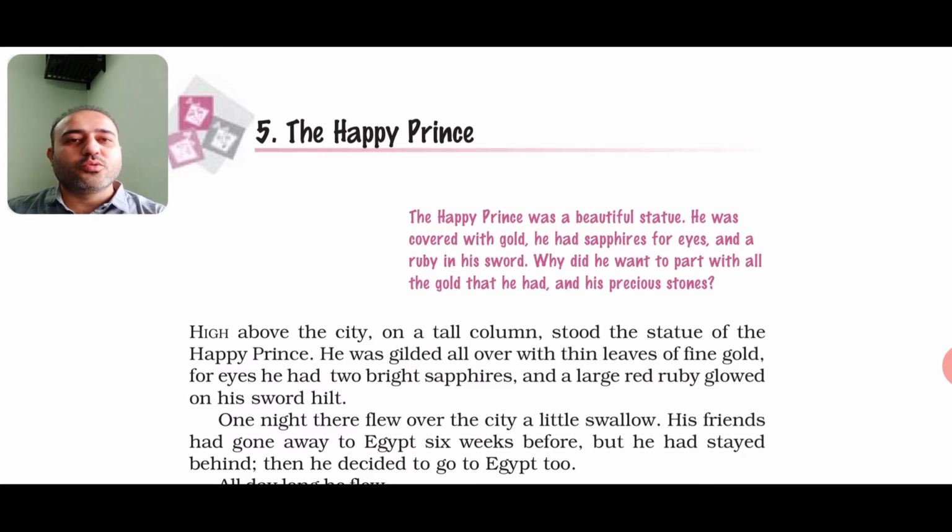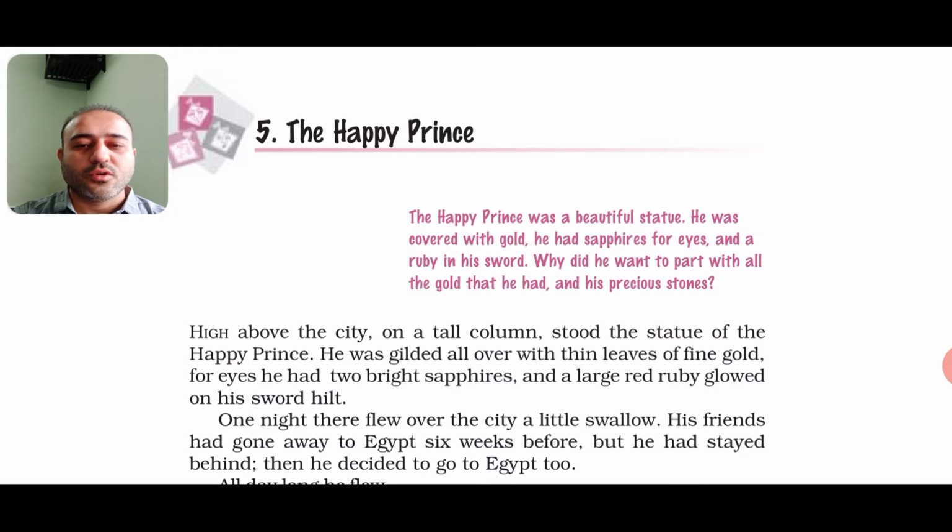And the statue was covered with gold and had two precious sapphires. Sapphire means precious stones, we can say gemstones, which are very, very precious. So there were two precious sapphires fitted in his eyes, and also there was a ruby. Again, ruby is a very precious stone which was fitted into the handle of his sword.